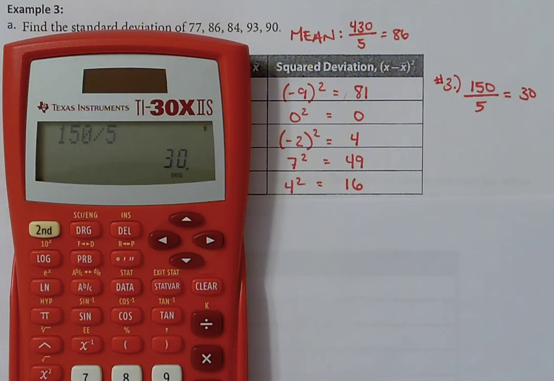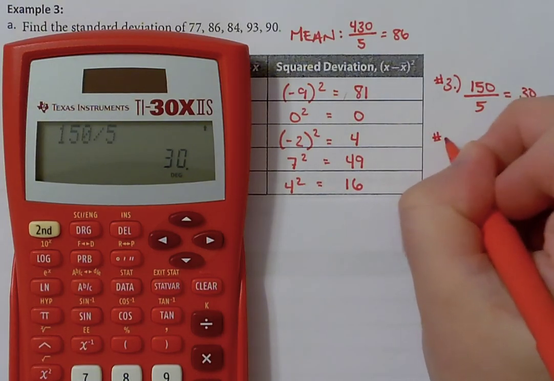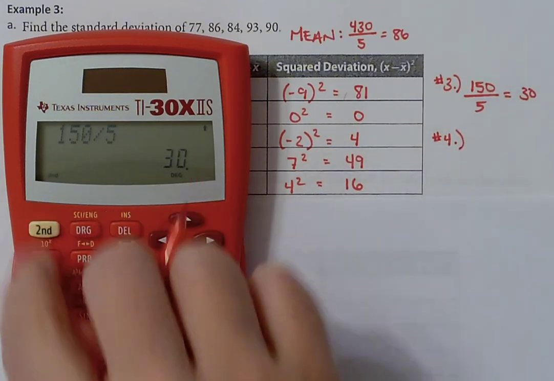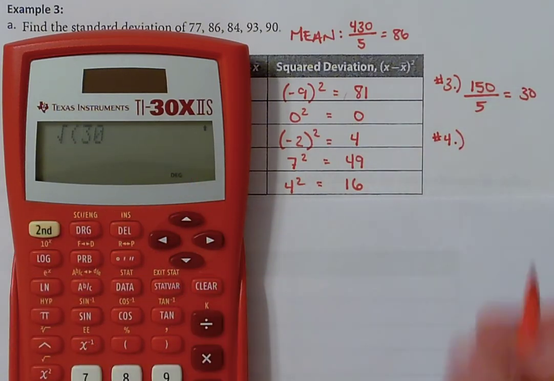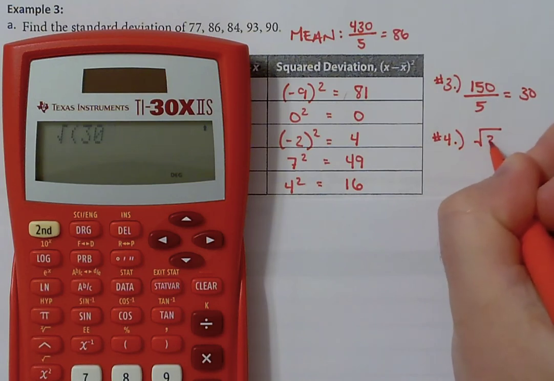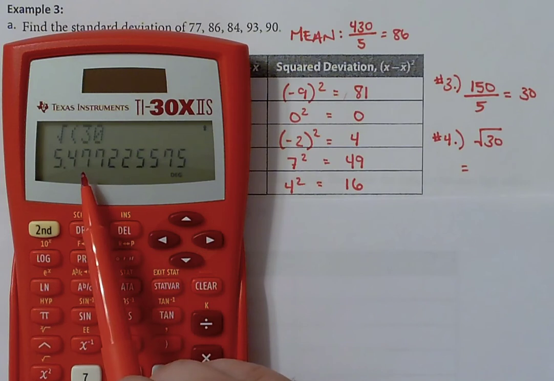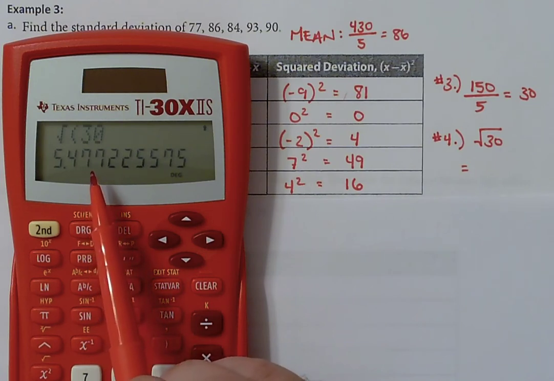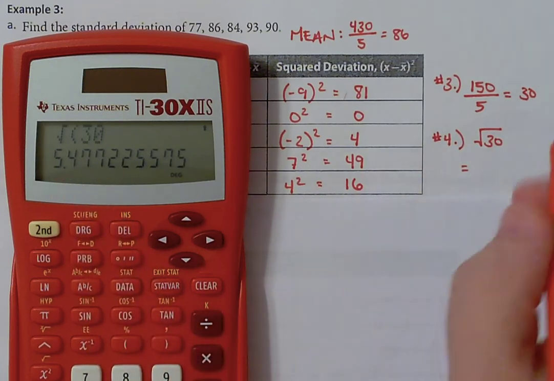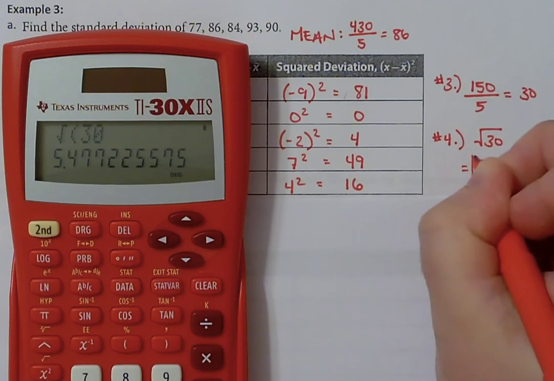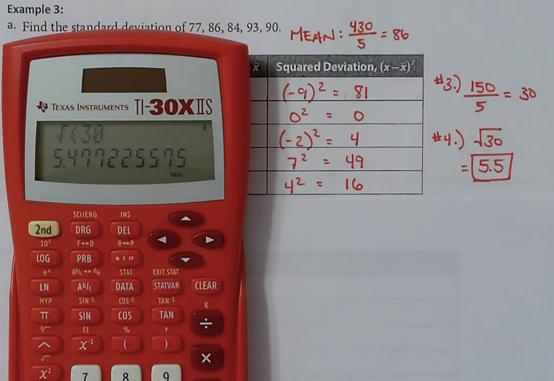And then our final step, you could call this step 4, would be to take this 30 and we're going to take the square root of it. So we're going to take the square root of 30, and that is going to give us 5.47 and so on. We round to one decimal place because the 7 is larger than 5. That means we're going to round up to 5.5. And that is our final answer.